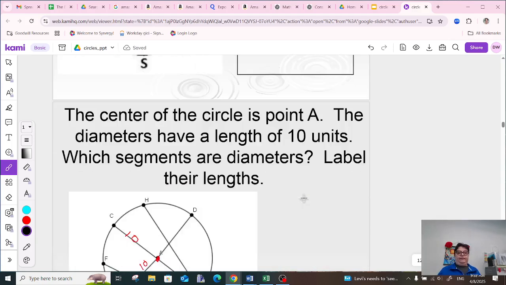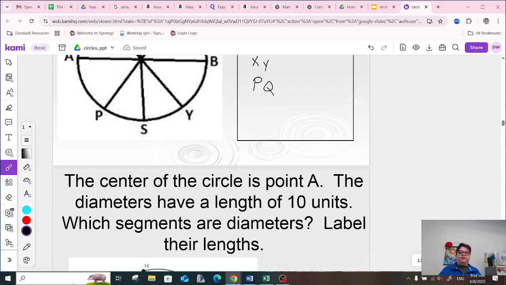Okay. So, the center of a circle is point A. The diameters have a length of 10 units. Which segments are diameters? Label their lengths. So look at that second one. The center of the circle is A.